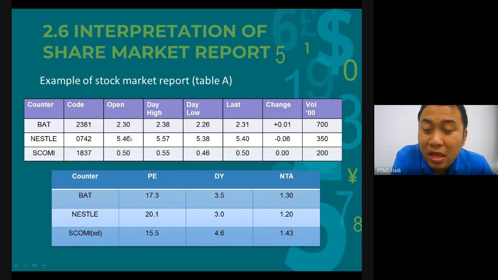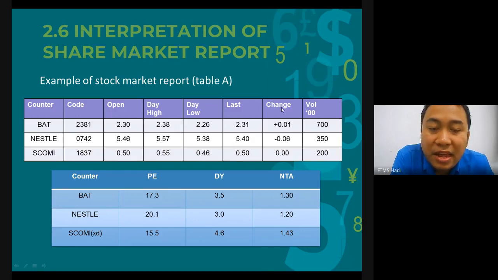Okay, open. Remember I told you earlier that Bursa Malaysia opens at 9 a.m. So this is the price at 9 a.m.: 2.30, 2 ringgit 30 cents, 5 ringgit 46 cents for Nestle, 0.50 for Scomi.